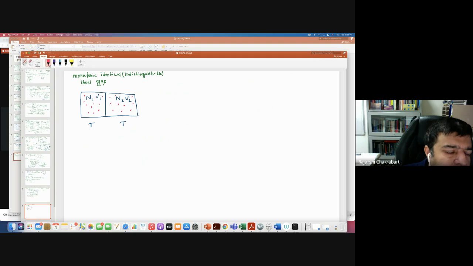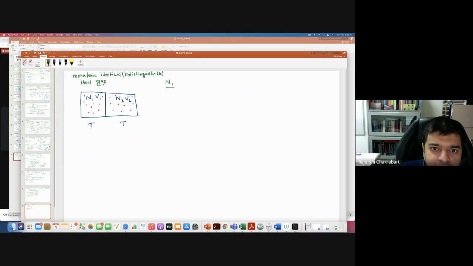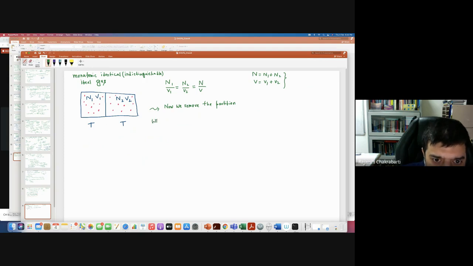And then I maintain a condition that the density of the atoms in the left box is equal to the density of the atoms in the right box, and that is equal to the total density. So I have this n1 by v1 equal to n2 by v2 equal to n by v. You know what is n? N is the total number. And after that, now I remove the partition. And what do you expect now? In terms of entropy.